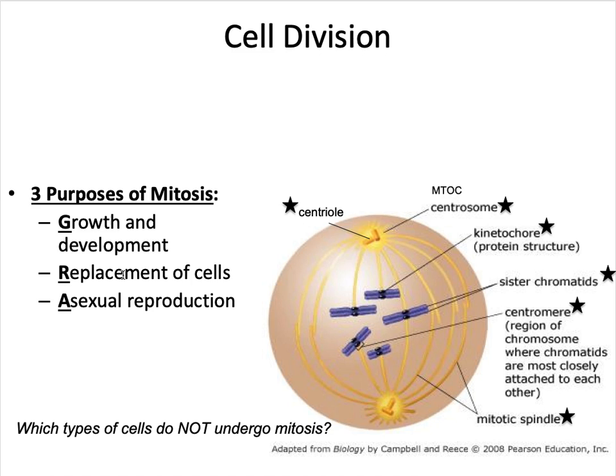Another purpose is to replace old or damaged cells. A really good example is your skin cells. We're pretty abrasive with our skin cells, but they have a very high capacity for regeneration, for mitosis. So it's okay that our skin sheds every 2 weeks or 14 days, because our skin cells are constantly undergoing mitosis to replace those old cells.